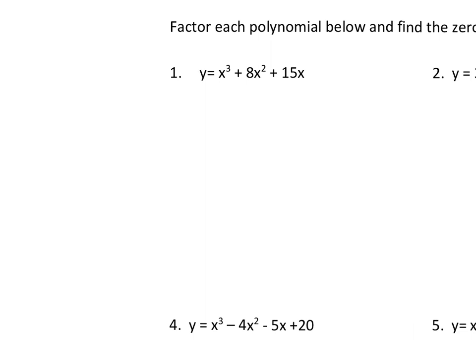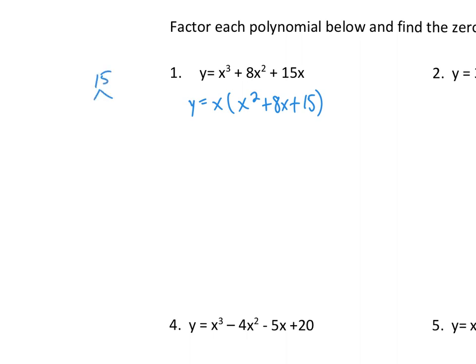With this one, I see that each term has an x in it. I'm going to factor out that greatest common factor first. And then we get x squared plus 8x plus 15. Then what's left in those parentheses, we're going to try to factor that.